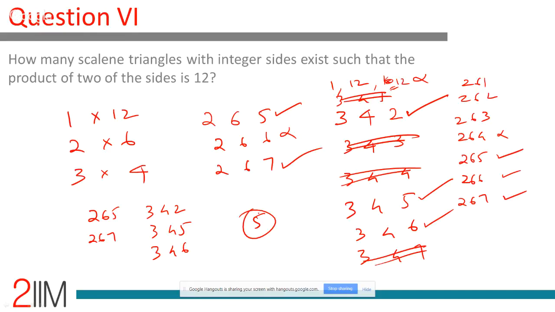Methodical counting, but counting with some rigor. 1 into 12, 2 into 6, 3 into 4. Nothing possible with 1 into 12. Only one triangle is possible, and that triangle is isosceles. 3 triangles with 2, 6. One of those is isosceles. The remaining 2 get counted. 5 triangles with 3, 4. 2 are isosceles. The remaining 3 get counted. Put them together, we have 5 possible triangles.